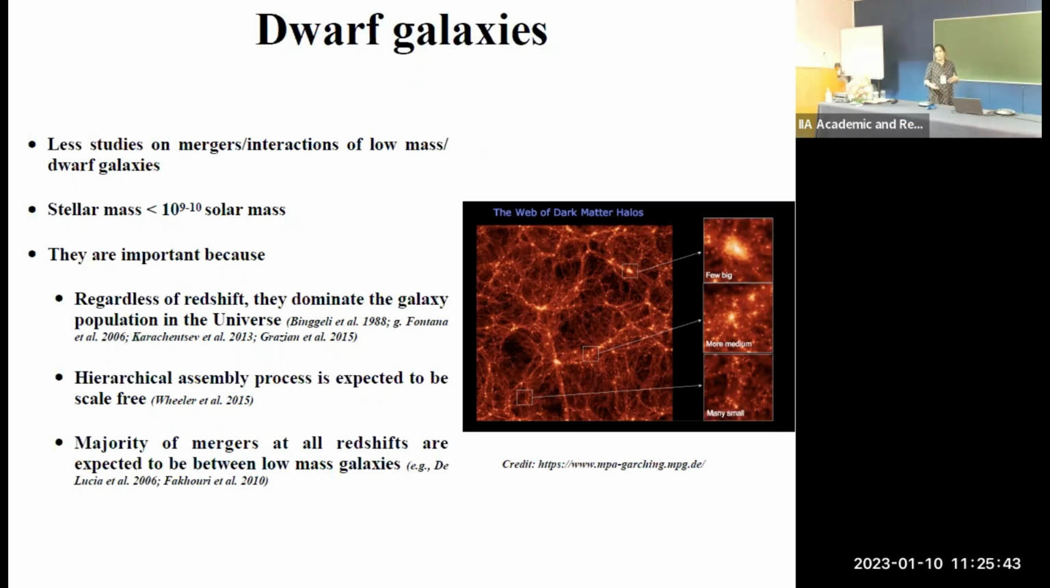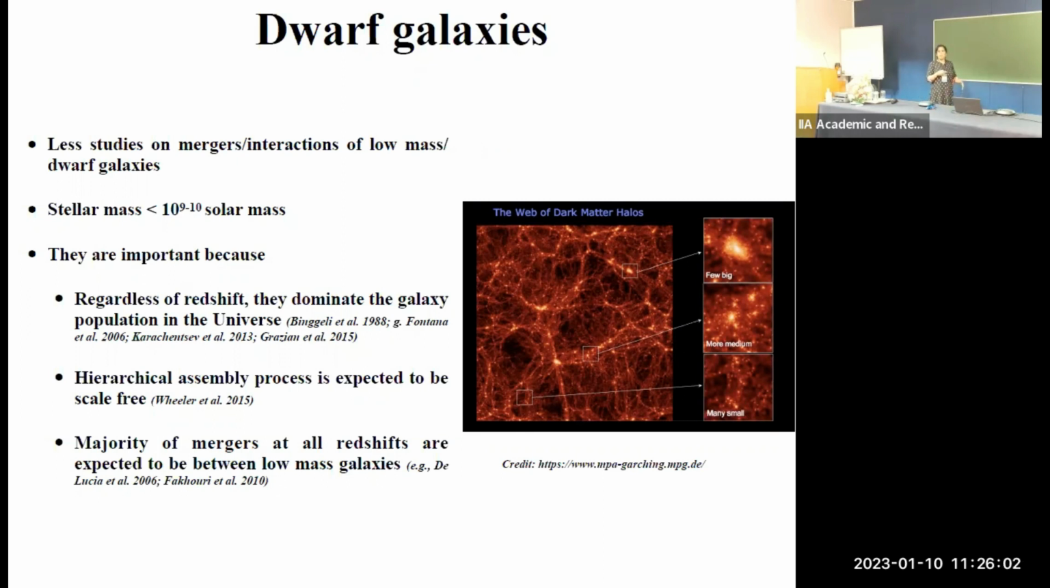And according to the hierarchical galaxy formation model, we expect these interactions to be scale-free, and you expect interactions in the lower mass regime. And the majority of the mergers at all redshifts are expected to be for low mass galaxies. So because of all these reasons, the effect of interactions on the evolution of low mass galaxies is important.